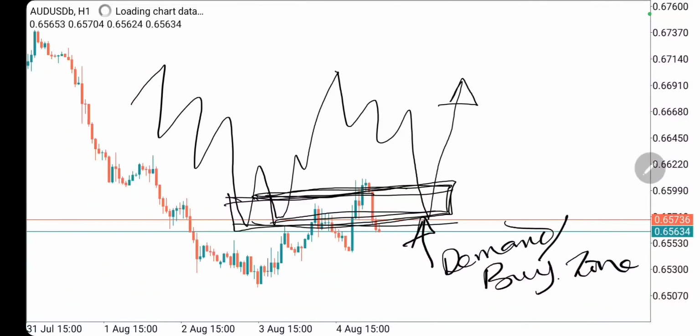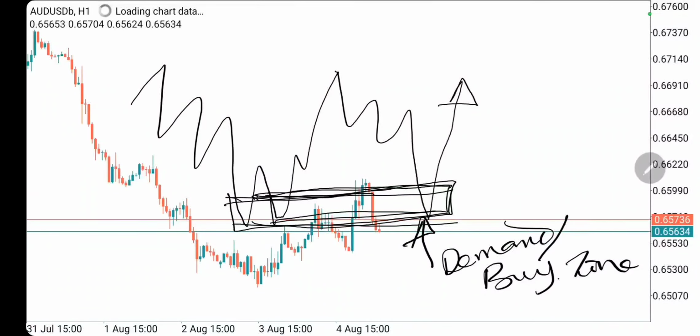So the purpose of this video today is to explain how you can ensure that you get an entry confirmation while trading supply and demand zones. It is not all the time that when price comes to a demand zone it is going to buy, and it's not all the time that when price comes to a supply zone it is going to sell.